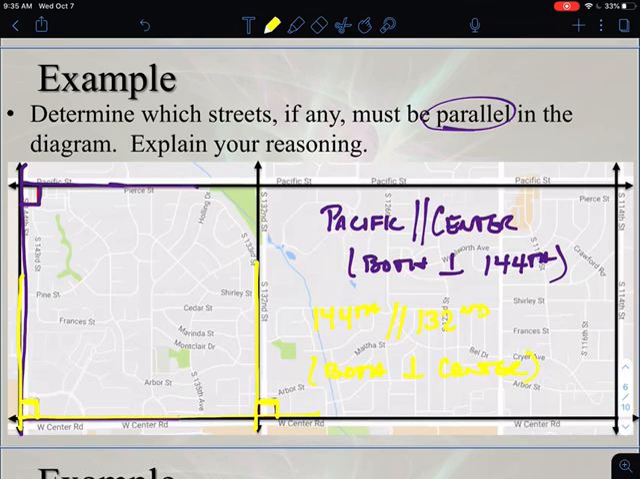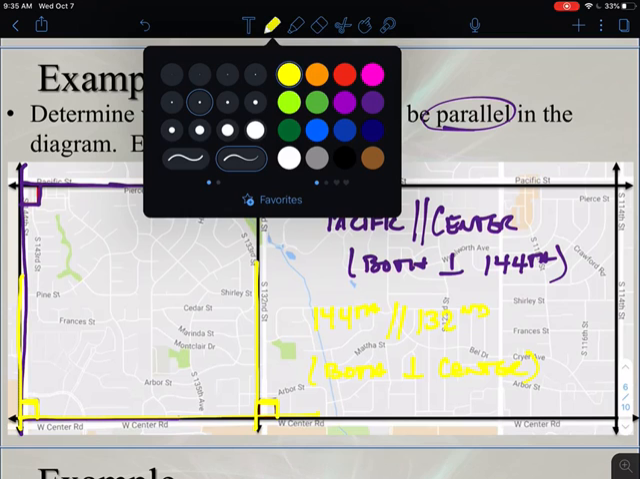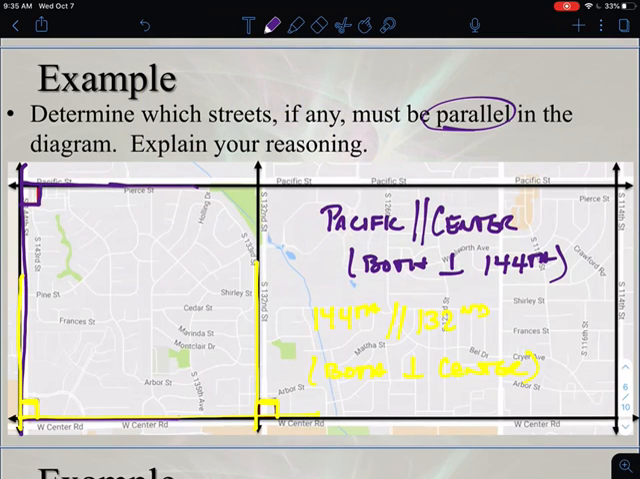Okay, so now if we're looking at this, a couple other things we would be able to say. At this point, because I have Pacific and Center parallel, and because I have 144th and 132nd parallel, I would be able to say that 132nd and Pacific are both perpendicular. And that's coming from like corresponding angles, either here or same side interior coming in here. So I can say that those are perpendicular.